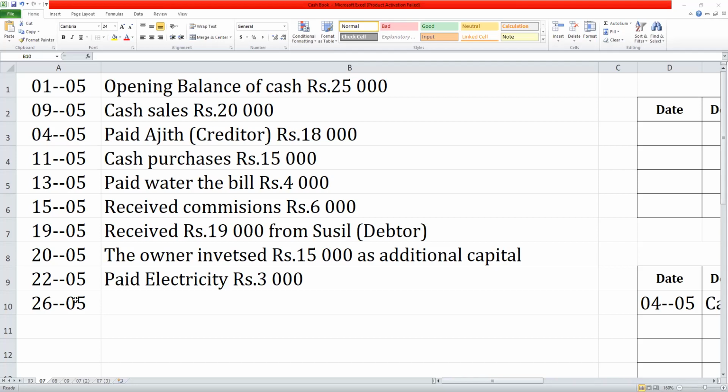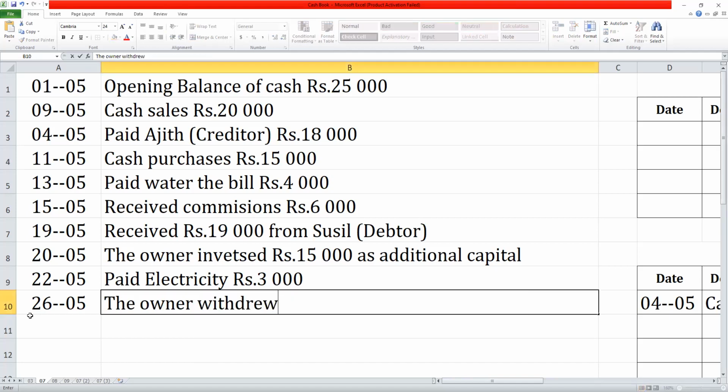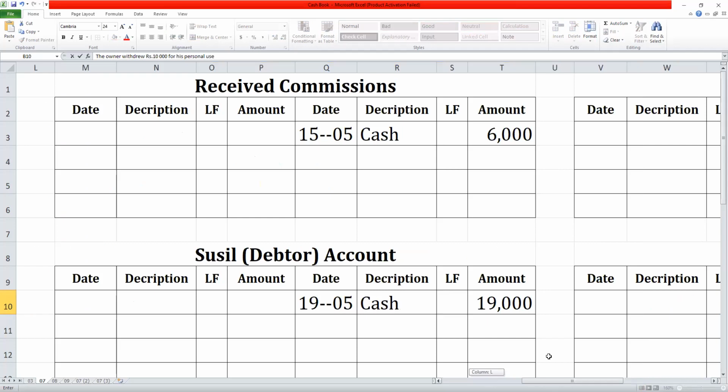Right, very good. That is, the owner has withdrawn rupees 10,000 as drawings. The owner withdrew rupees 10,000 for his private use. Correct. The owner withdrew 10,000 for his personal use. So we need the next account. That is drawings.